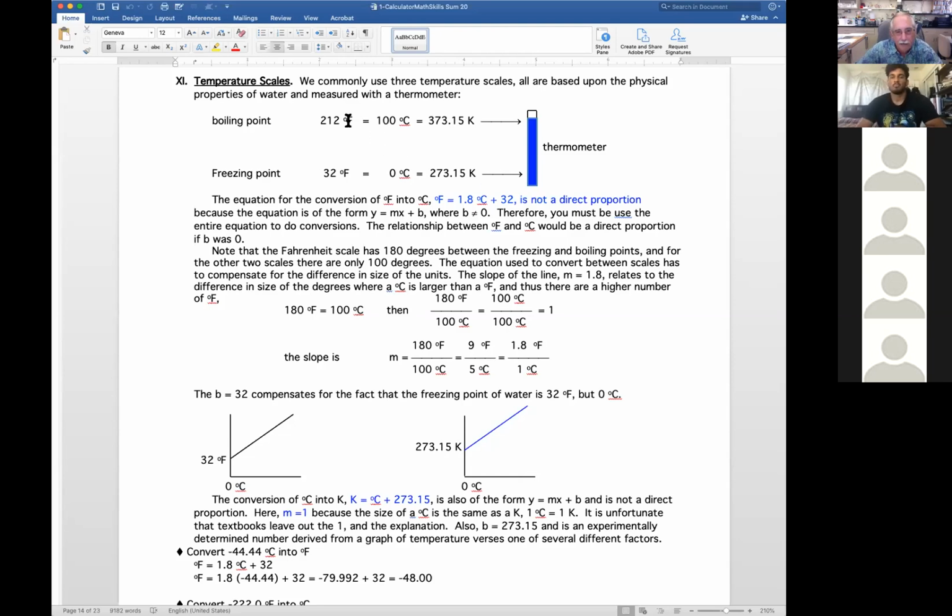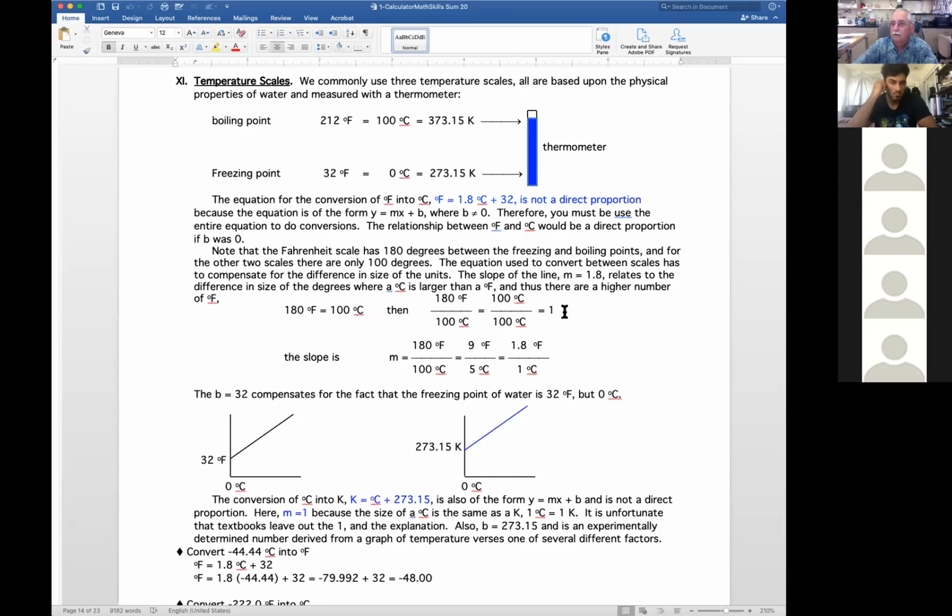So if you look back here again, the same distance between the boiling point and the freezing point is 180 degrees Fahrenheit, but it's also 100 degrees centigrade. So they're equal to each other. Now if I take that equality and divide both sides by 100 degrees centigrade, for example, I would get this. But 100 degrees centigrade divided by 100 degrees centigrade is equal to 1. So therefore, this relationship right here is also equal to 1.